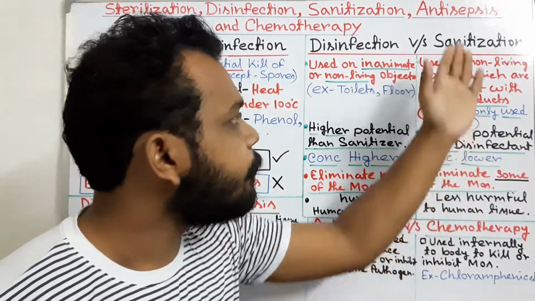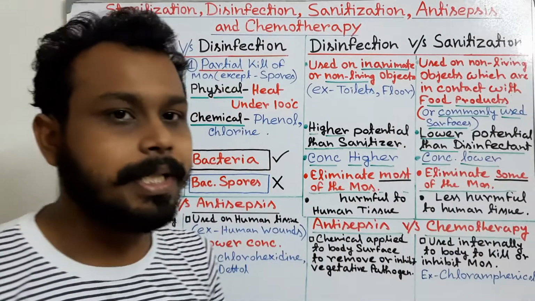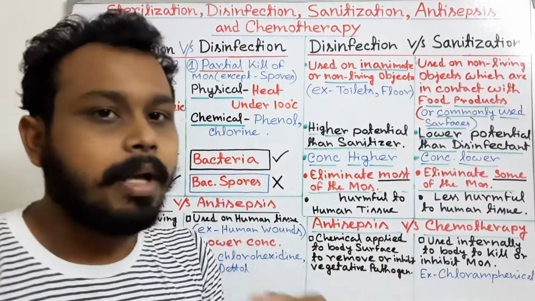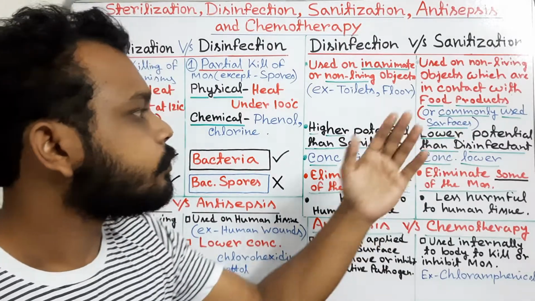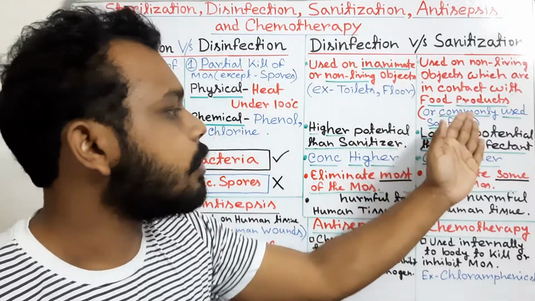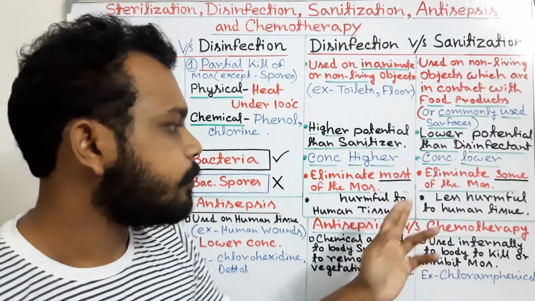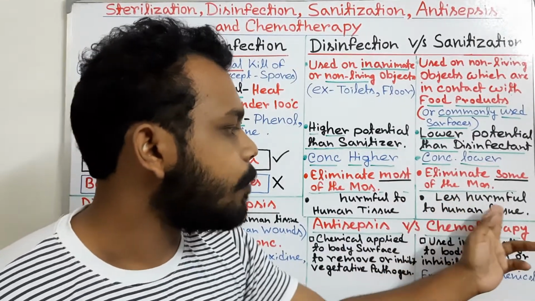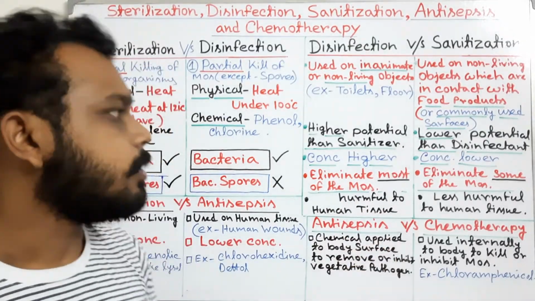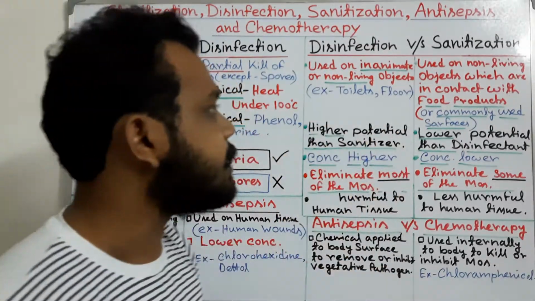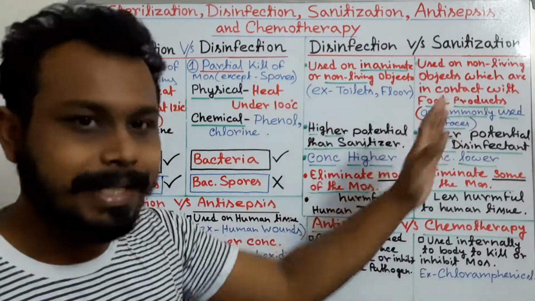So if we use the sanitization process, it will cause less harm to humans, because the concentration is low, so it is less harmful to human tissues. Okay, so this is the main basic difference between disinfection and sanitization.